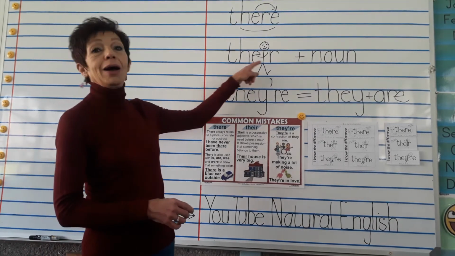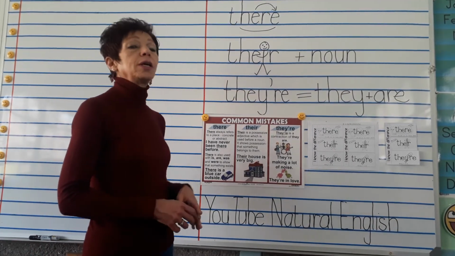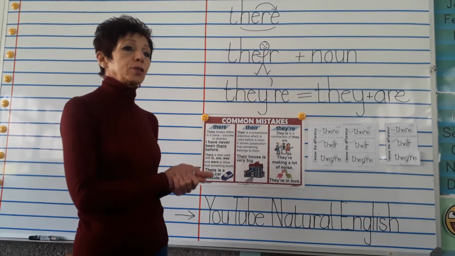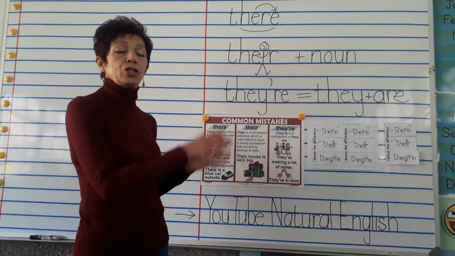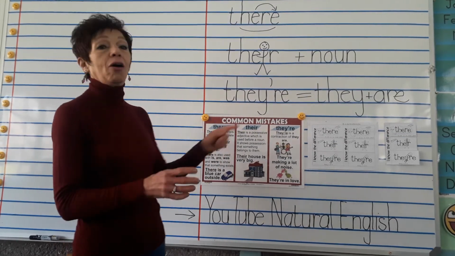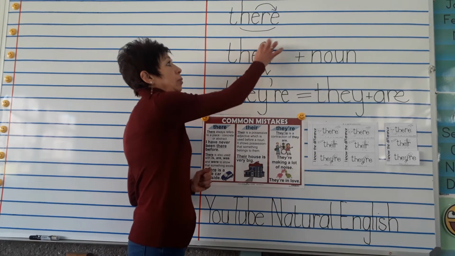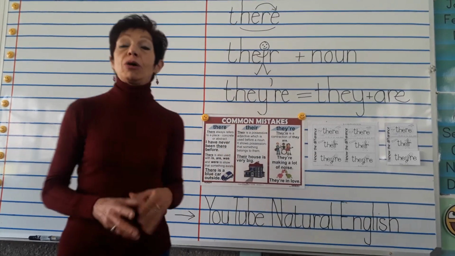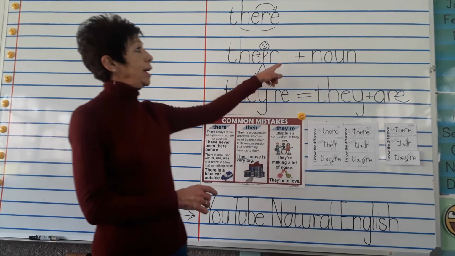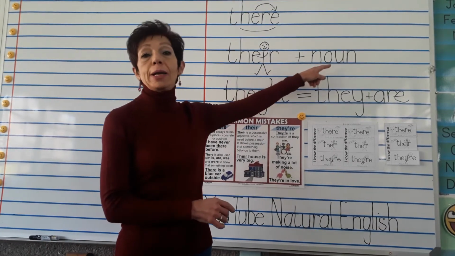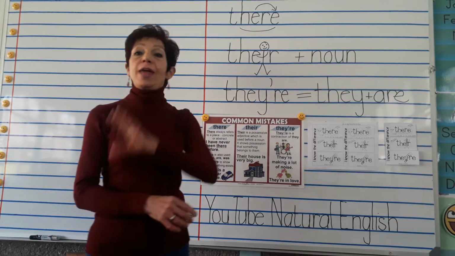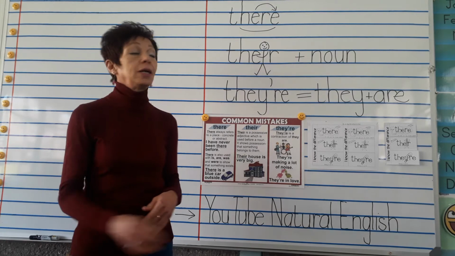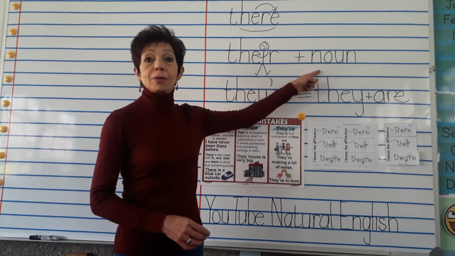Then their, E-I-R, it shows something belongs to them. The books belong to John and Jane. They are their books. So we can draw a little person with the I to make us remember that it belongs to them. And that their is always followed by a noun. So their books, or their desks, or their friends, always followed by a noun.